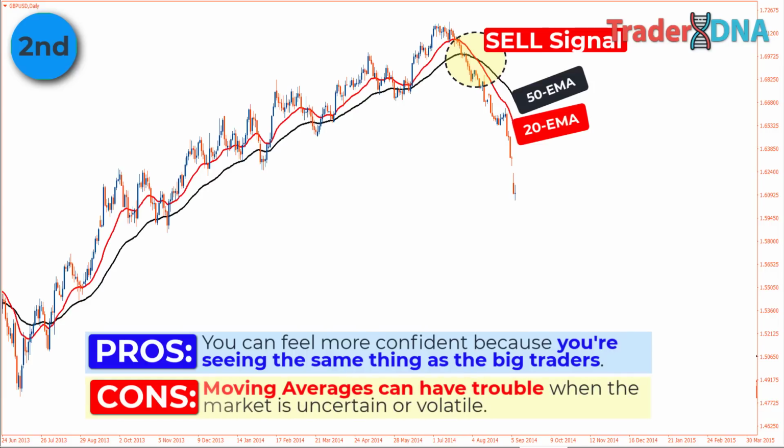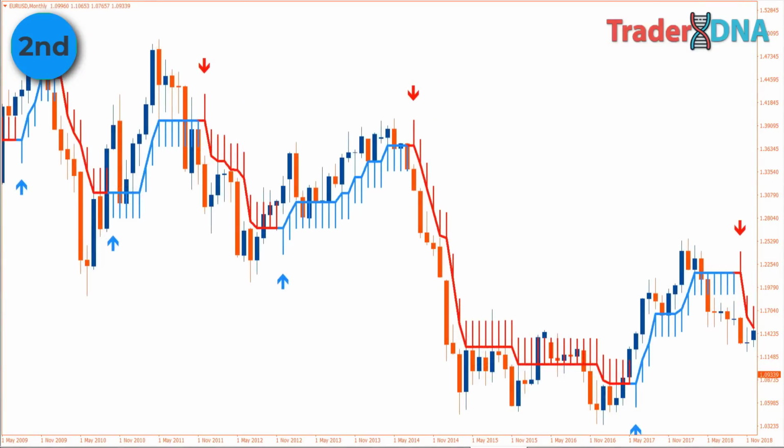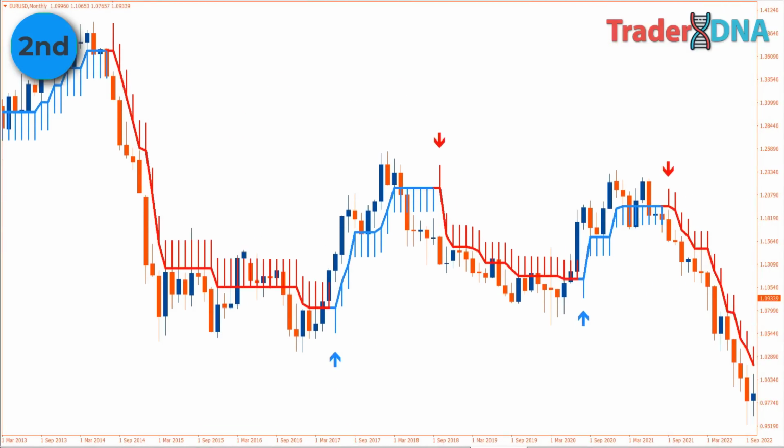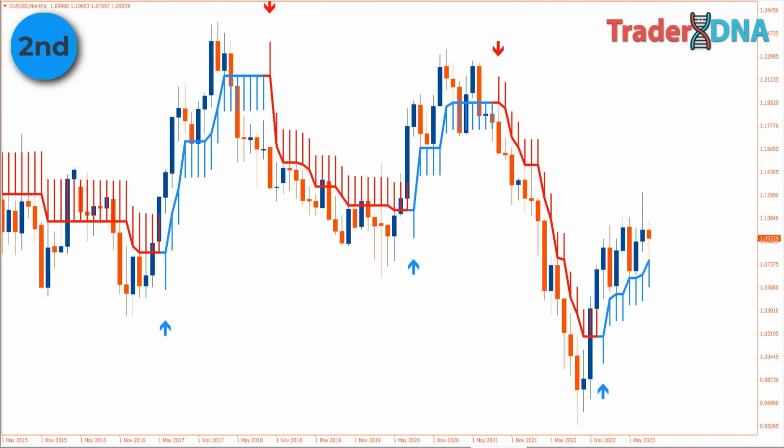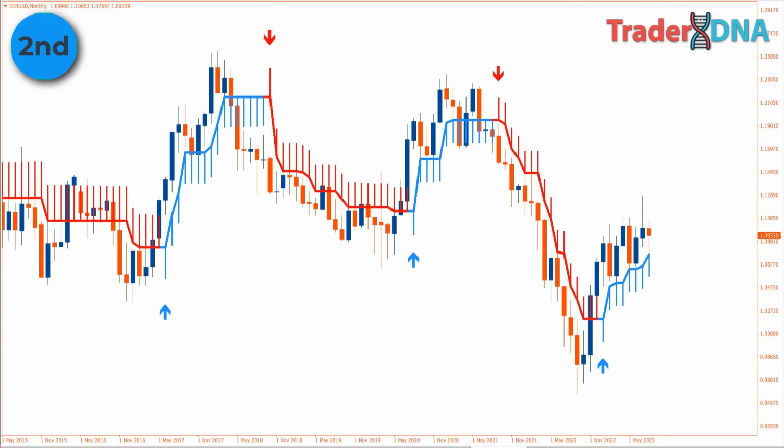How to use the half-trend indicator for trading. Let's understand how the half-trend indicator works using an example on a British pound United States dollar 1-hour chart. The indicator gives us arrows to signal when to buy or sell.